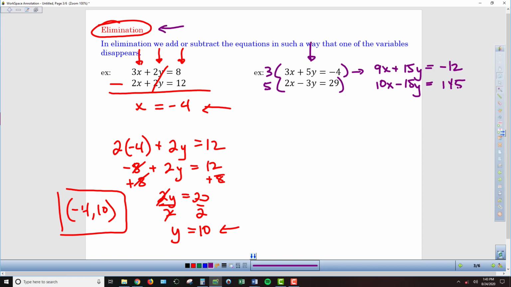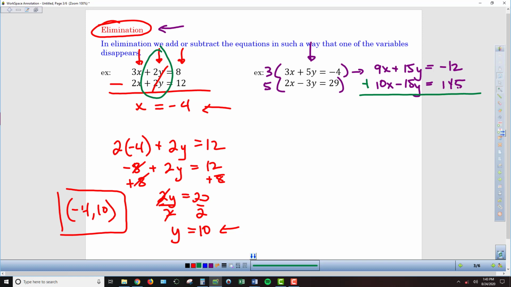And so that means on this one, I'm going to add the two equations. Because if I have opposite positive negative signs, adding them together is going to get them to cancel out. In the previous example, when we had the same positive negative sign in front of both of the y's, then subtracting was going to get rid of those y's. But this time, we're going to add.